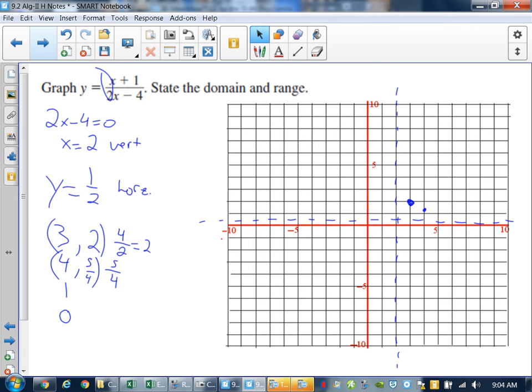Now, right away, I know the direction of what this is going to look like. Since this one wound up being lower than the other one, it has to be doing this. That branch is going to do that. And I go to the other side, and I use 1. My numerator is 1 plus 1, 2. The denominator is negative 2. So you wind up with 2 over negative 2, which is negative 1. So at 1, I'm at negative 1.